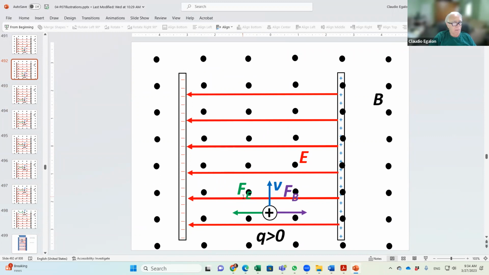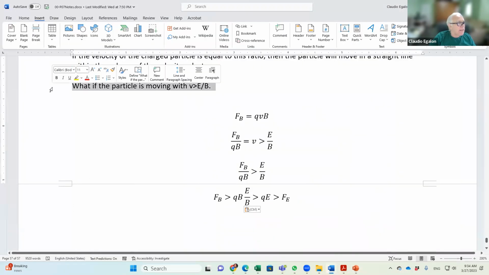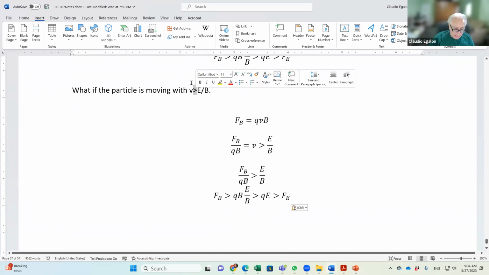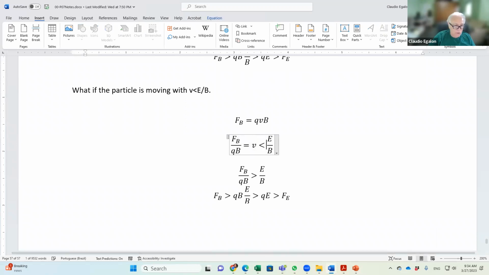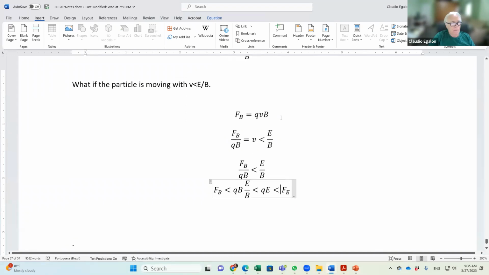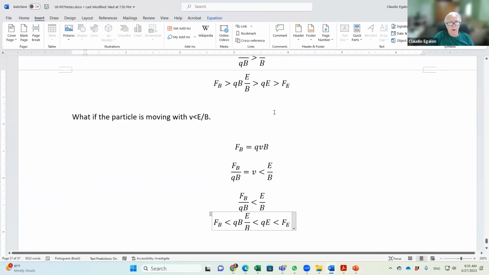I'm not going to make a drawing here, otherwise it's going to take too long. What about the opposite? What if the particle is moving with V less than E over B? All you have to do is switch the signs here. The magnetic force is going to be less than the electric force, and the particle will deviate to the left in the drawing that I put to you.